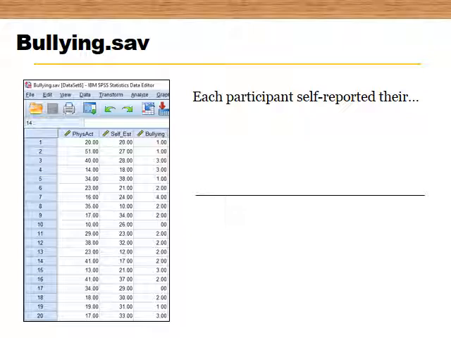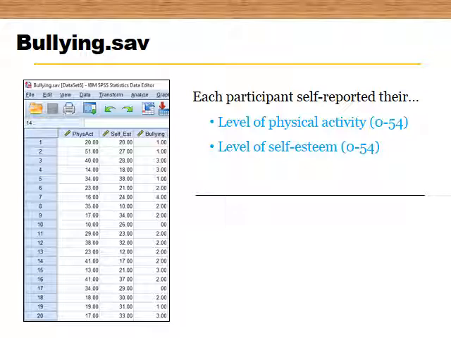For each child who participated, and remember all of the participants identified as LGBTQ, we know three things about them. We know their self-reported level of physical activity, measured on a scale from 0 to 54. We know their self-reported level of self-esteem, which was coincidentally also measured on a scale from 0 to 54. And we know the frequency with which they experience bullying for their sexual or gender identity, which was measured on a scale from 0 to 4.